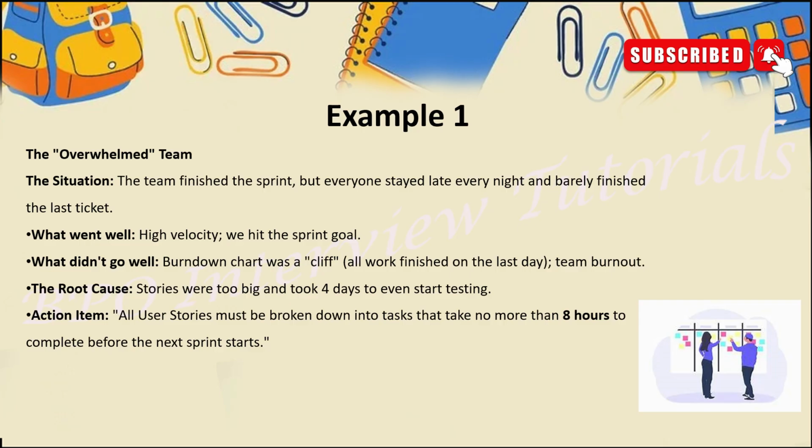The root cause: stories were too big and took 4 days to even start testing. Maybe the user stories we received were very big and took a lot of time, so we started testing very late. This is the root cause we identified. Action item: all the user stories must be broken down into small tasks of not more than 8 hours to complete in the next sprint. So this is what we have identified finally, and in this way we can close our retro meet. So this is one situation.